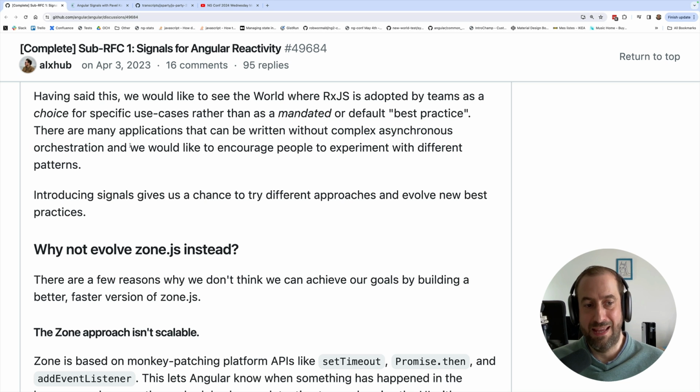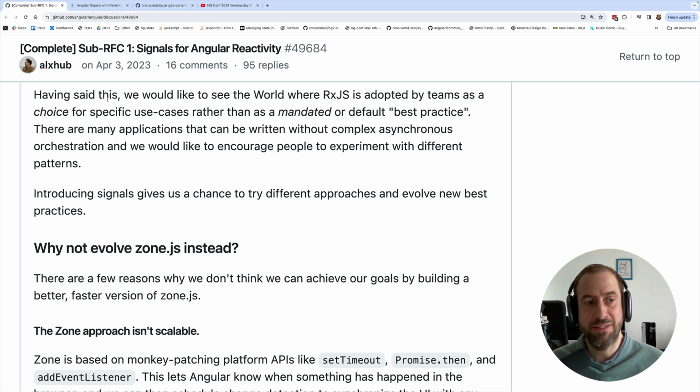And the Angular team is actively saying here that maybe you don't need RxJS for your application. That's my personal reading of it. And they are actively encouraging us, the Angular community, to, quote, and this is critical, experiment with different patterns. So we are actively being encouraged by the Angular team to try to build our applications in different ways that don't involve using RxJS everywhere.